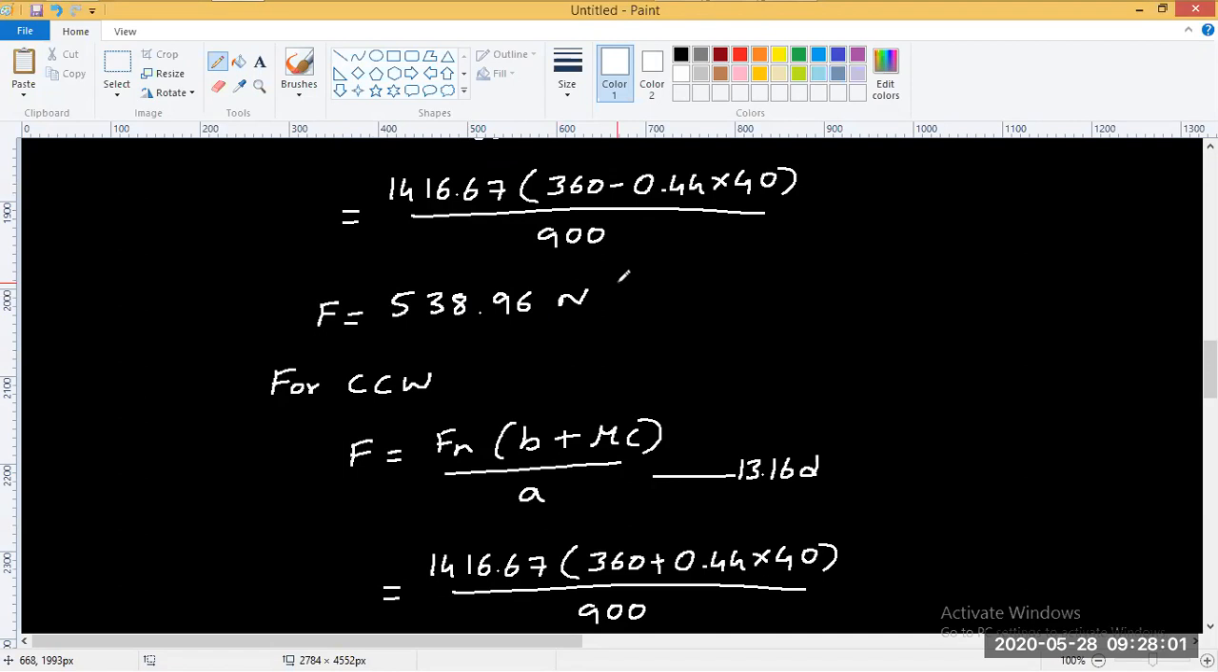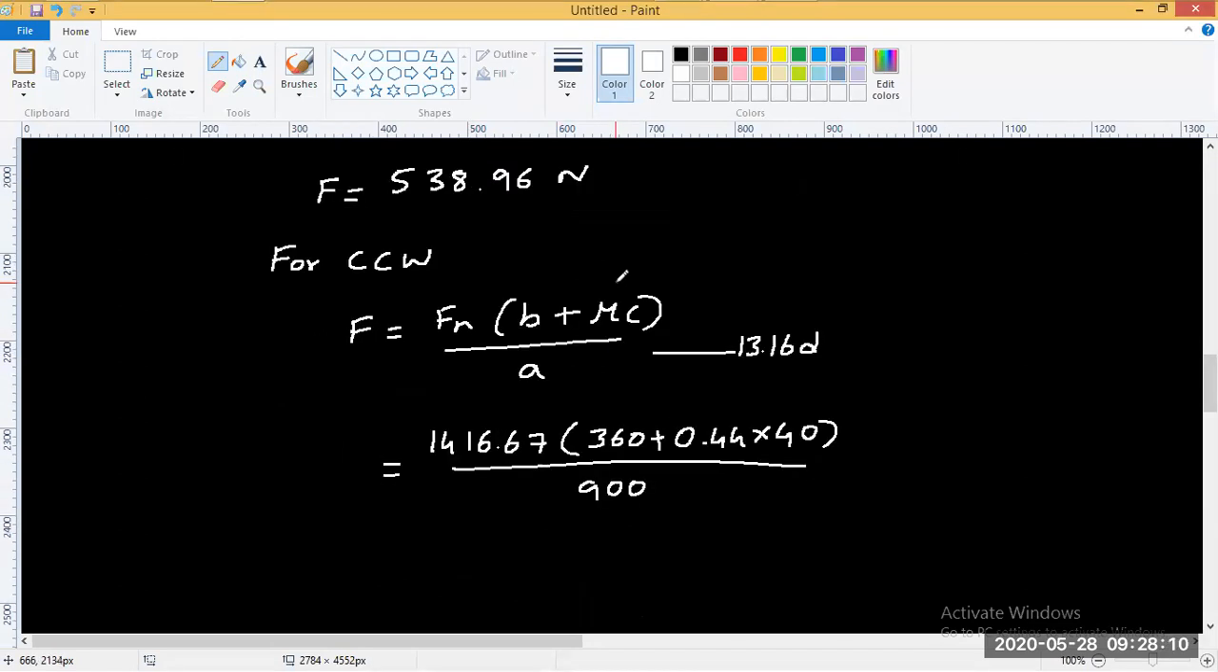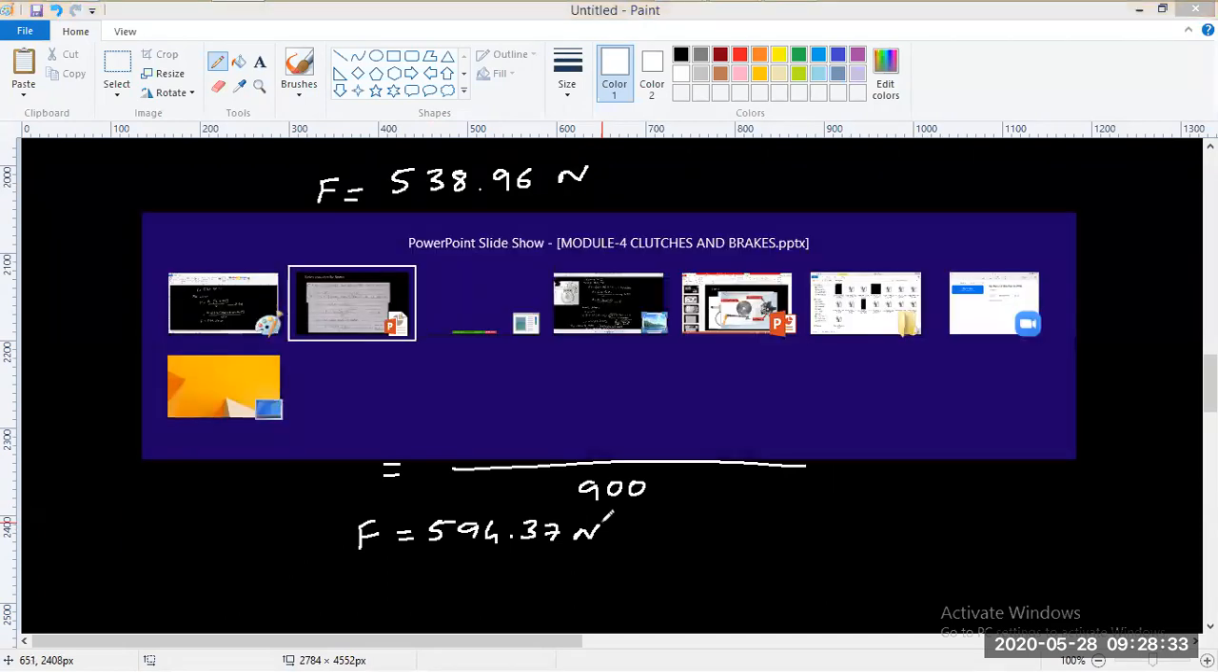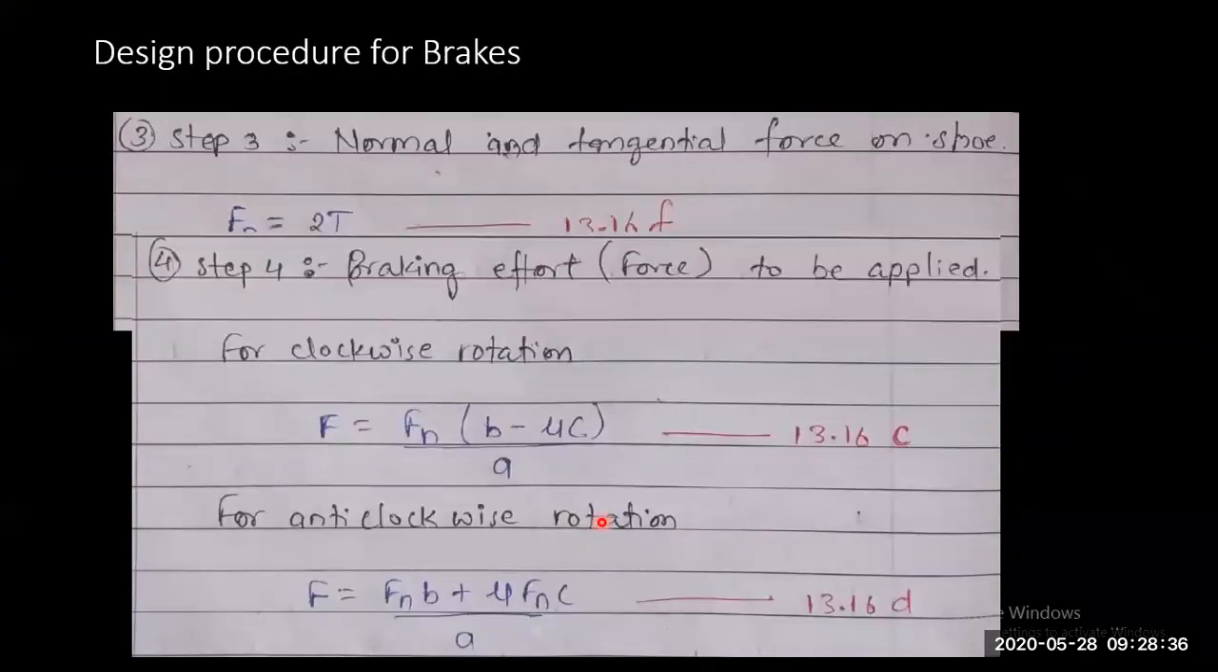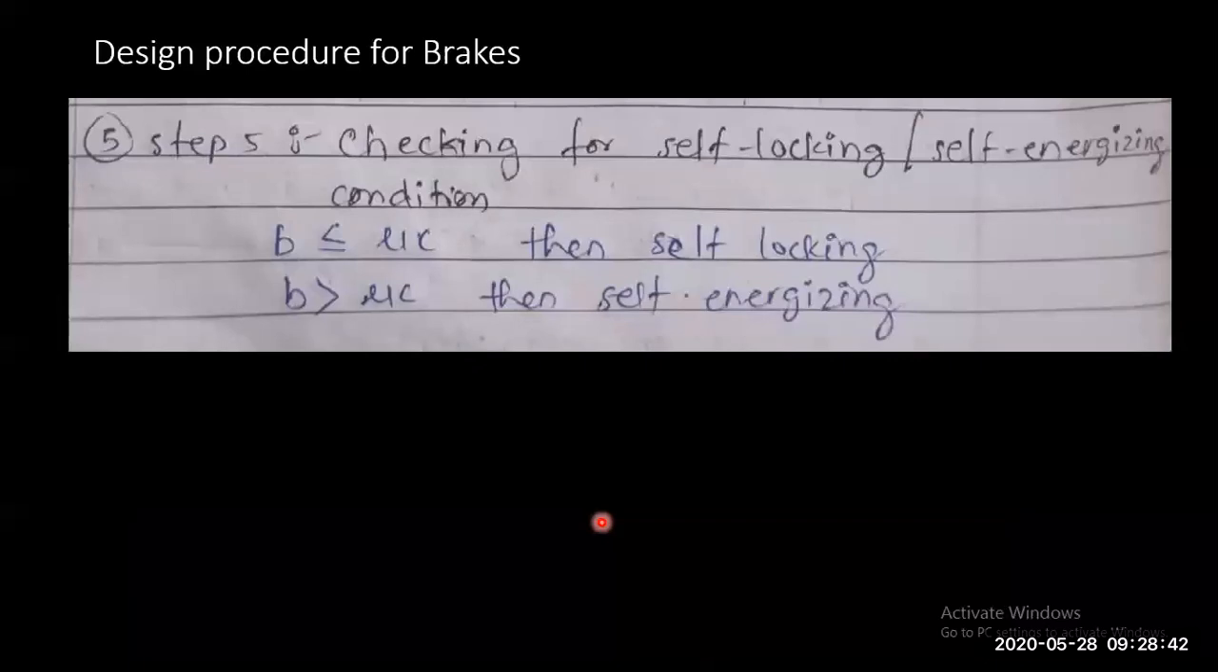Similarly, let me find out for the counterclockwise also. For counterclockwise, just the sign change. I'm getting the force F as 594.37 newtons. Right. So both clockwise and anti-clockwise, the force is found. So step 4 is done. We need to find the force for both clockwise and counterclockwise direction of rotation.